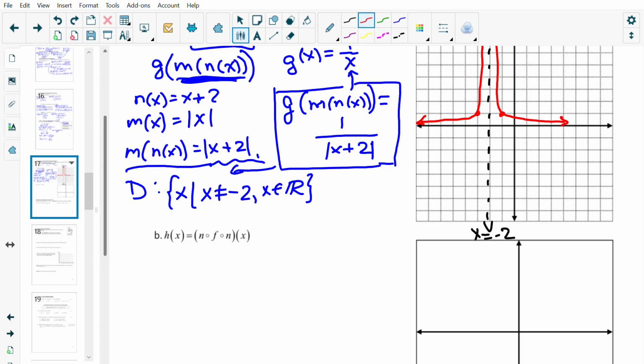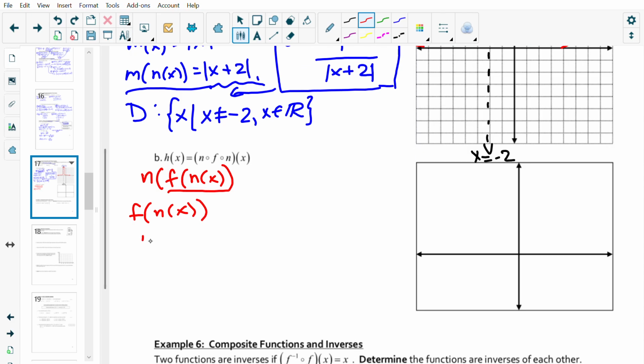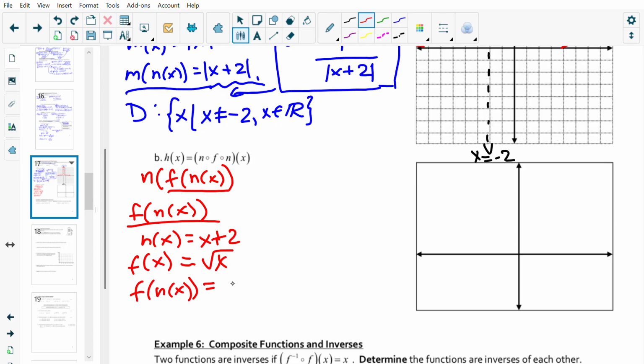Okay, let's try another one. Letter B, h of x equals n of f of n of x. So first we'll do the inner part, f of n of x. n of x equals x plus 2. f of x equals square root of x. So I'm going to take n of x and substitute it into f of n of x. Okay, so f of n of x equals square root of x plus 2.